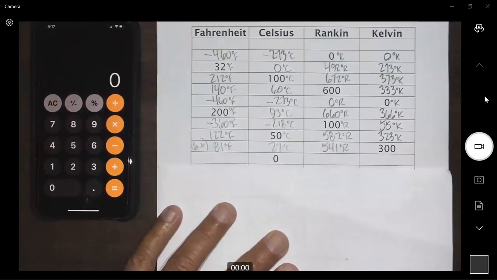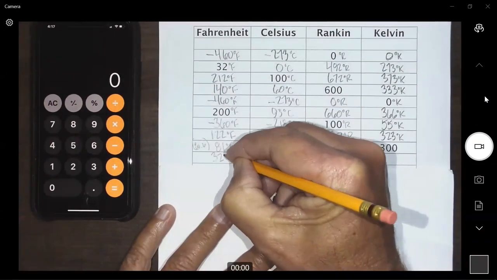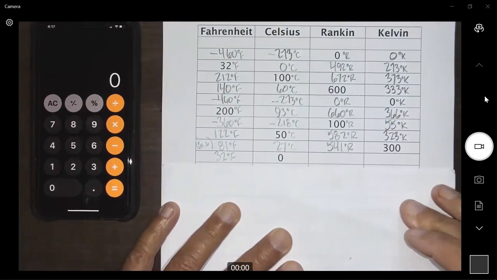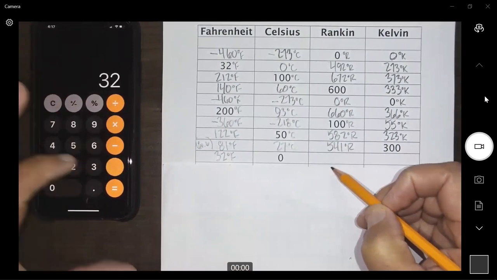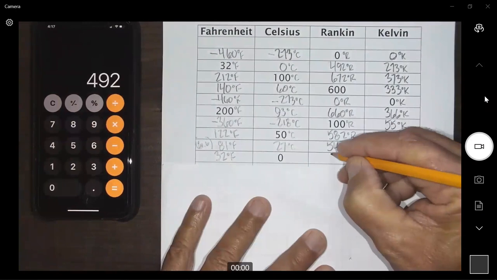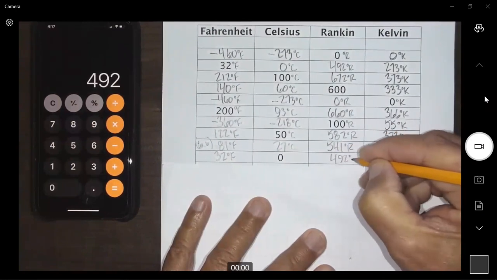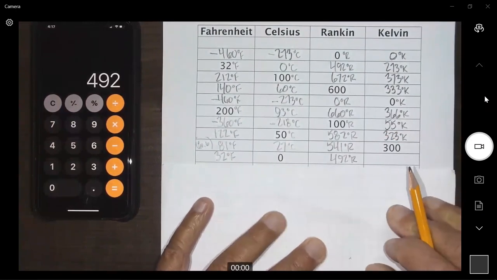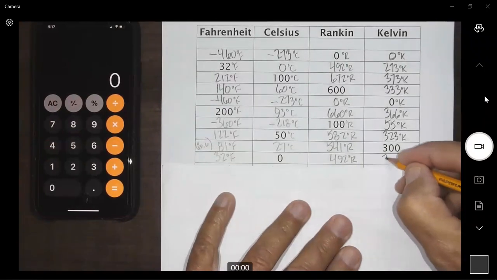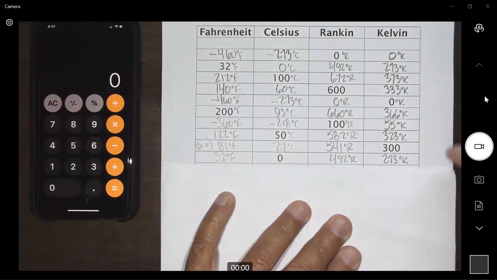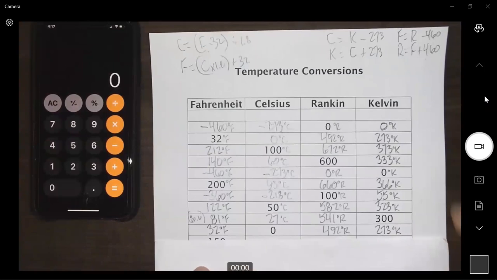Zero Celsius, I should know this, should equal 32 Fahrenheit. So for Rankine, 32 plus 460, 492. For Kelvin, Celsius plus 273. 0 plus 273 equals 273. So, you know, if you're having trouble with these, put those right at the top to help you. Let's keep going.